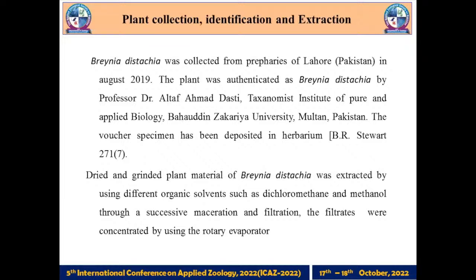Plant collection, identification, and extraction. Brinia distachia was collected from peripheries of Lahore, Pakistan in August 2019. The plant was authenticated as Brinia distachia by Professor Dr. Altaf Ahmed Dasti, taxonomist, Institute of Pure and Applied Biology, Bahauddin Zakariya University, Multan, Pakistan. The voucher specimen has been deposited in herbarium. Dried and ground plant material of Brinia distachia was extracted using different organic solvents such as dichloromethane and methanol. Through successive maceration and filtration, the filtrates were concentrated using the rotary evaporator.